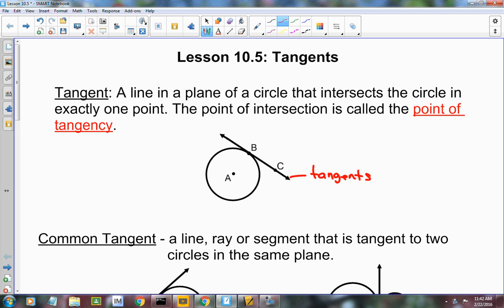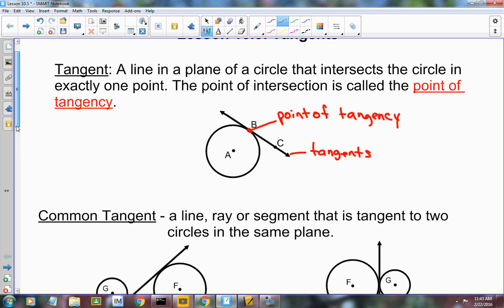It does not go through a circle, it just intersects the circle in one point. Okay, it kind of just grazes the side of it. The point where it intersects is called the point of tangency.